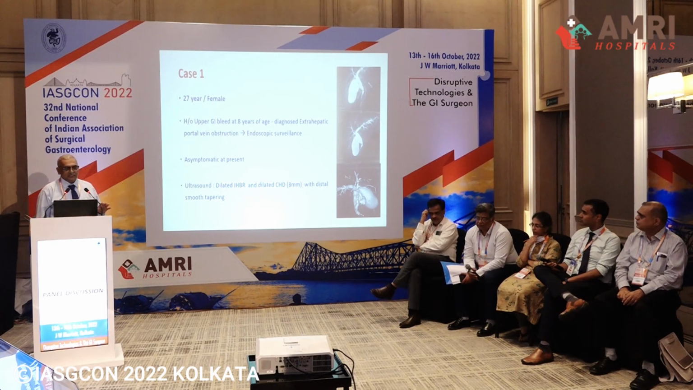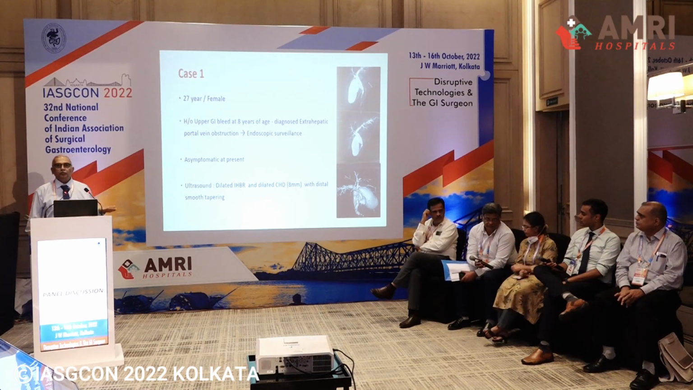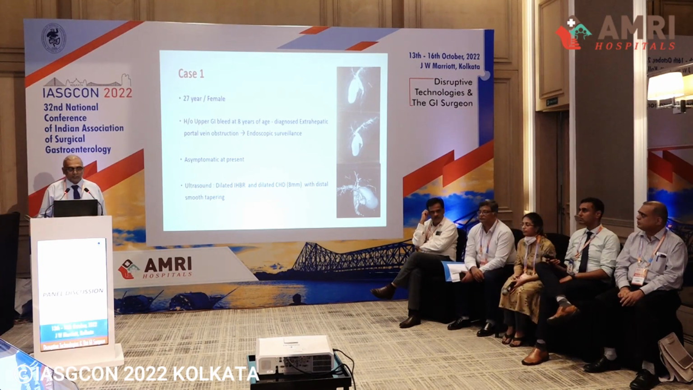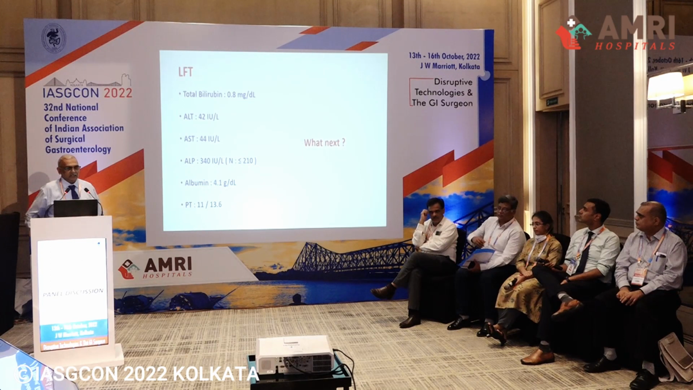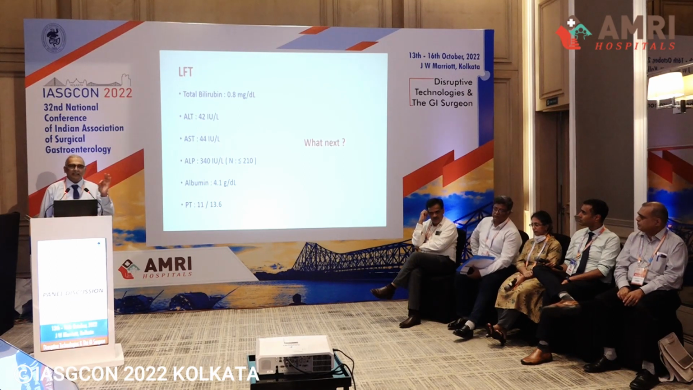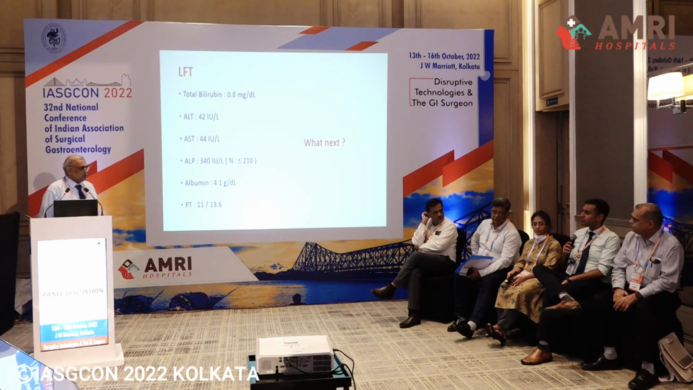So the case is, she was diagnosed at the age of 8 years, and for the last 19 years she has been on endoscopic surveillance, asymptomatic at present. Now, my question to any panelist is, what is the next thing? These are the LFTs: bilirubin is normal, ALT and AST are normal, alkaline phosphatase is slightly raised, albumin is 4.1, and PT INR is normal. So, who wants to go first?